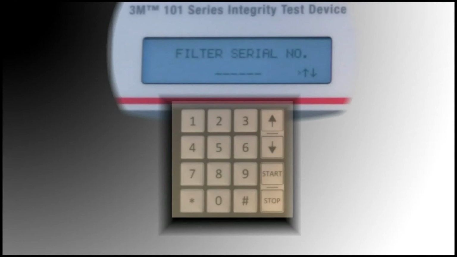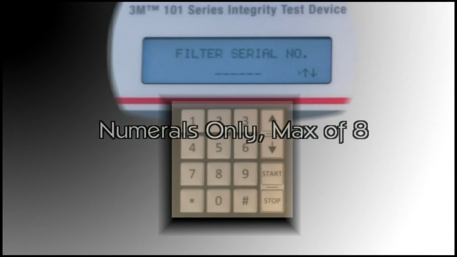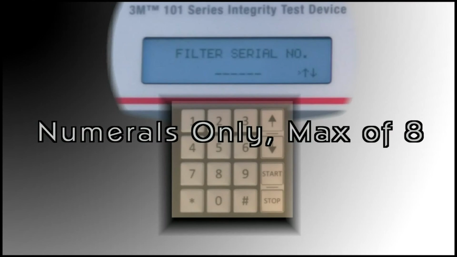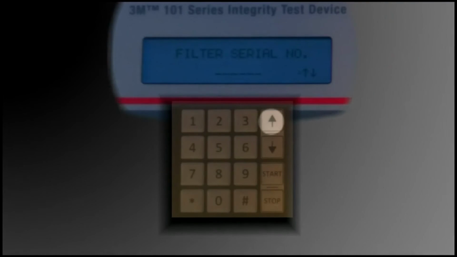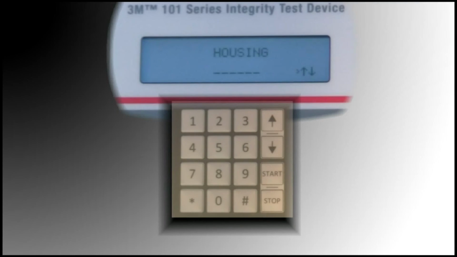This is where the filter cartridge serial number can be entered, if desired. As with lot number entry, up to 8 numerals are allowed and letters are not possible. Again, if an error occurs during entry, simply press the pound button to reset. Press the up arrow. This is the entry screen to identify the filter housing used, if desired.